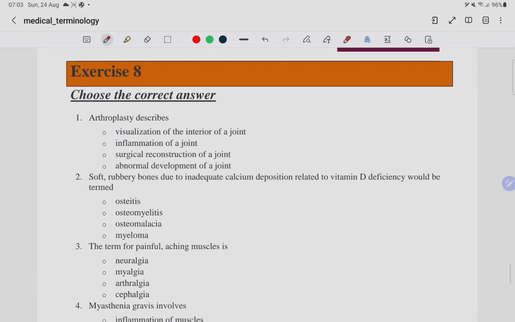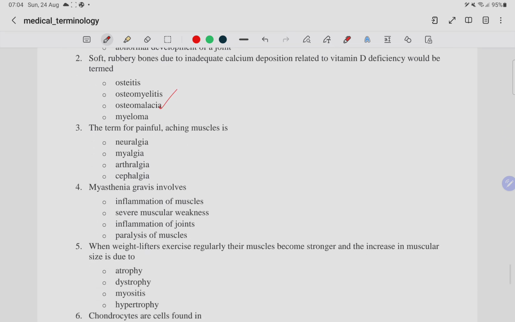Okay, let's ask some questions. Arthroplasty, describe. Arthro means joint, and plasty means reconstruction, so it is surgical reconstruction of the joint. Soft rubbery bone due to inadequate calcium deposition. If we say soft rubbery, it means osteomalacia. Malacia, as we mentioned, means softening.